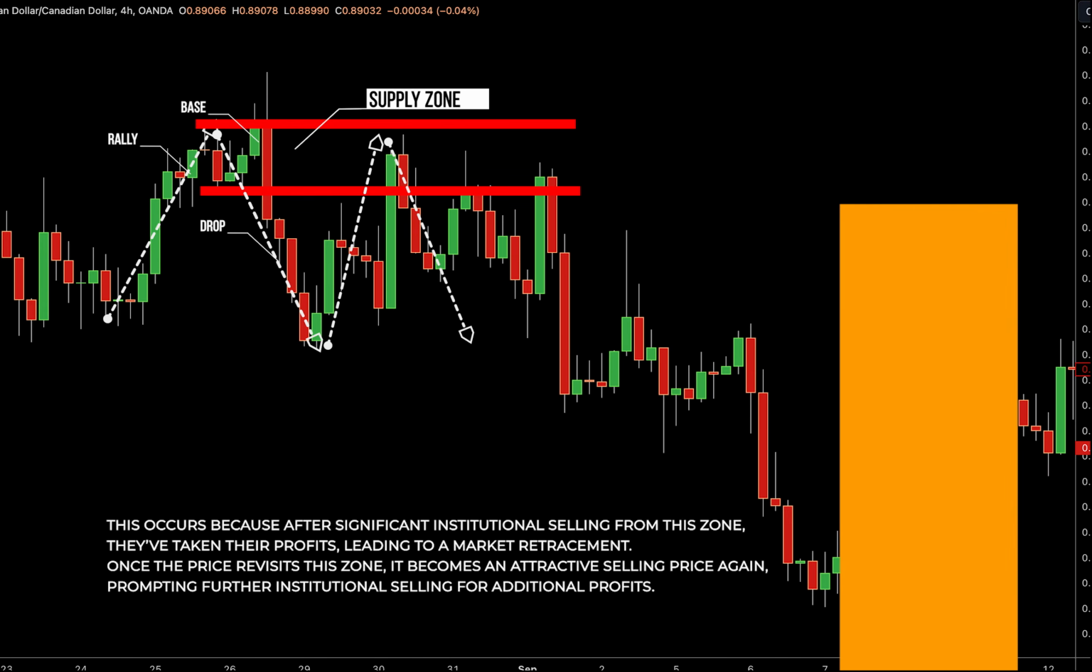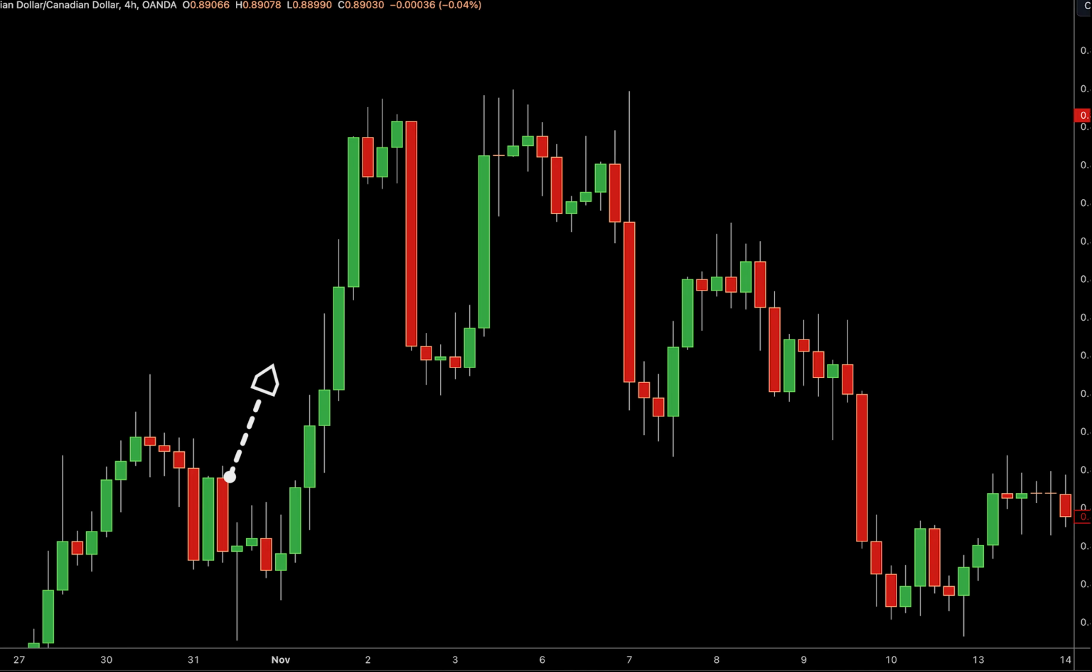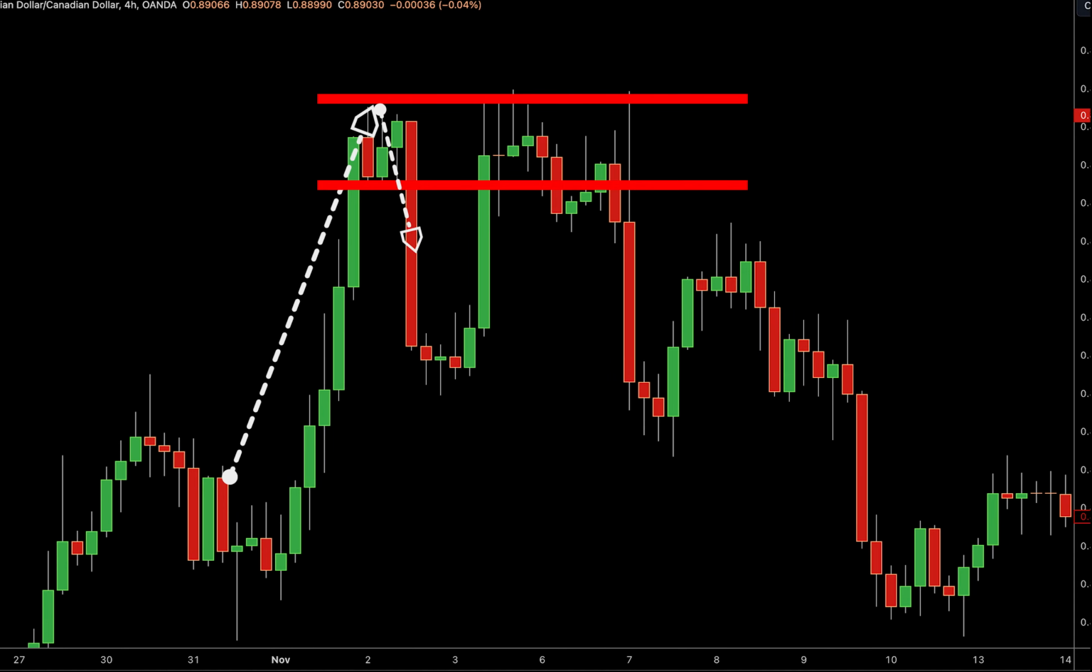This occurs because after significant institutional selling from this zone, they've taken their profits, leading to a market retracement. Once the price revisits this zone, it becomes an attractive selling price again, prompting institutional selling to reap further profits. Let's consider another example. Observing a move upward followed by a small consolidation, and then a downward movement forms the rally-base drop supply zone. Such patterns occur frequently in the market. Mastering their identification empowers you to predict market movements ahead of time, allowing you to adopt the perspective of an institutional trader rather than a retail one.